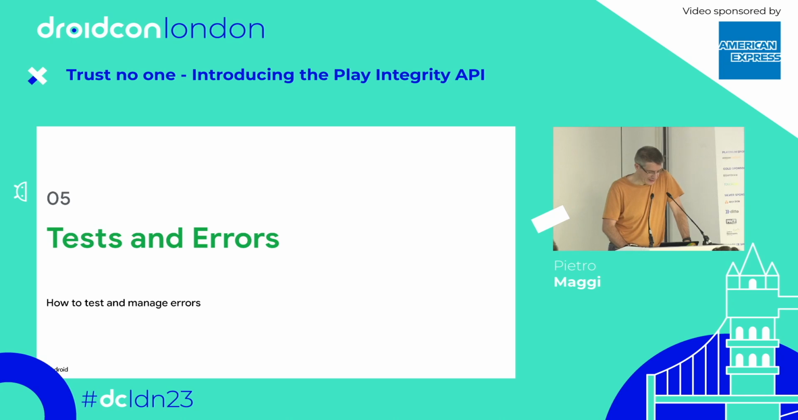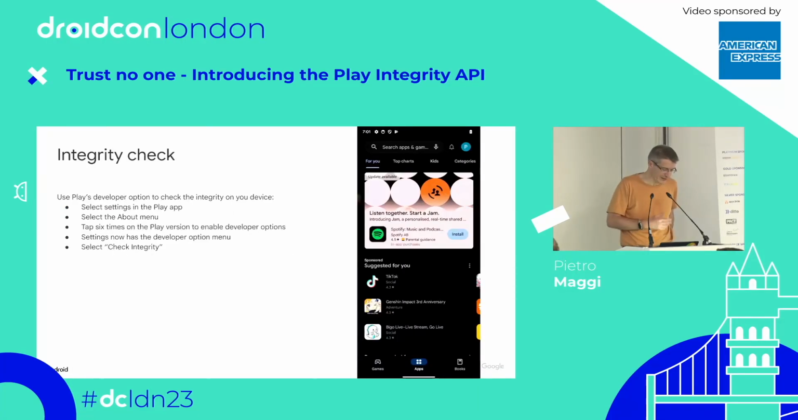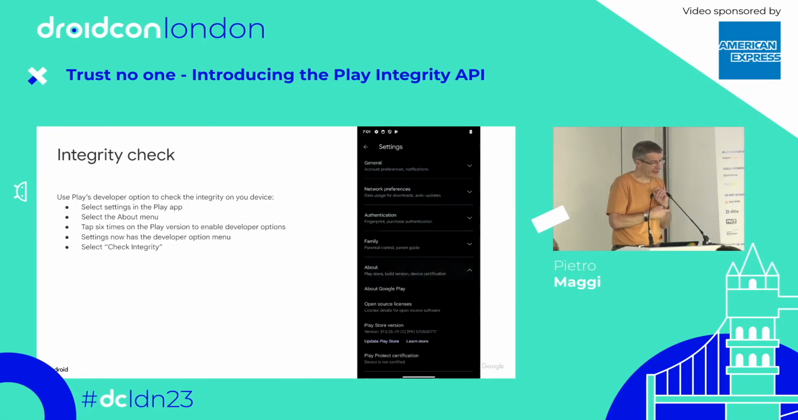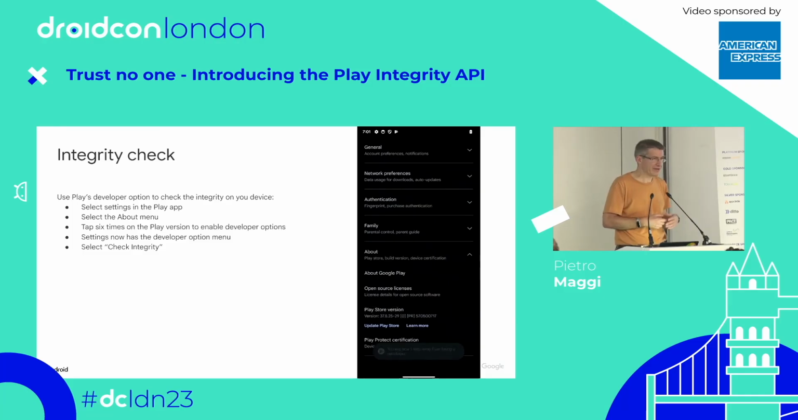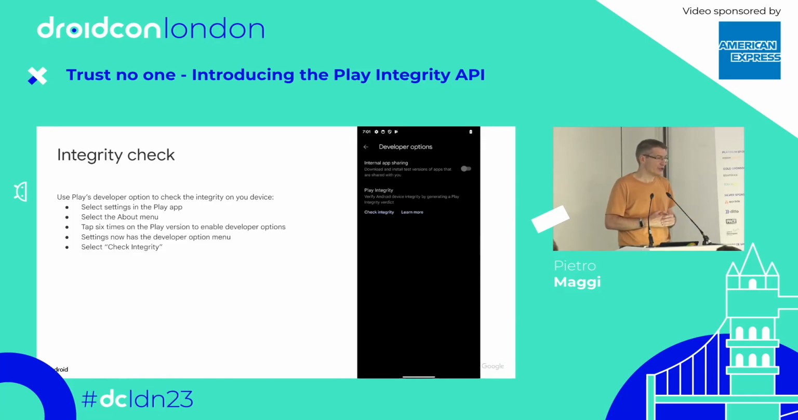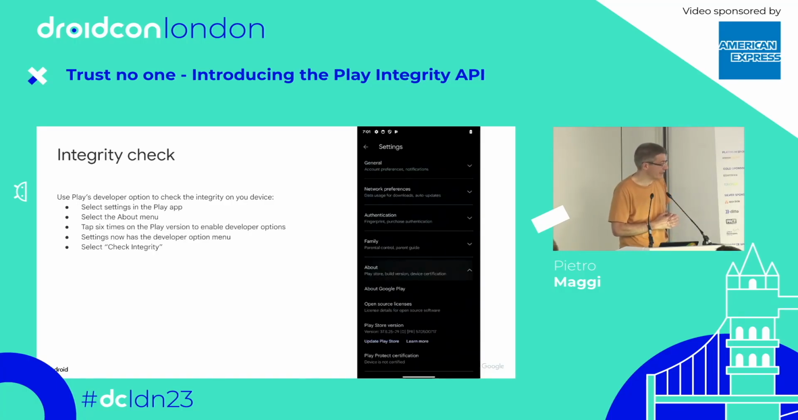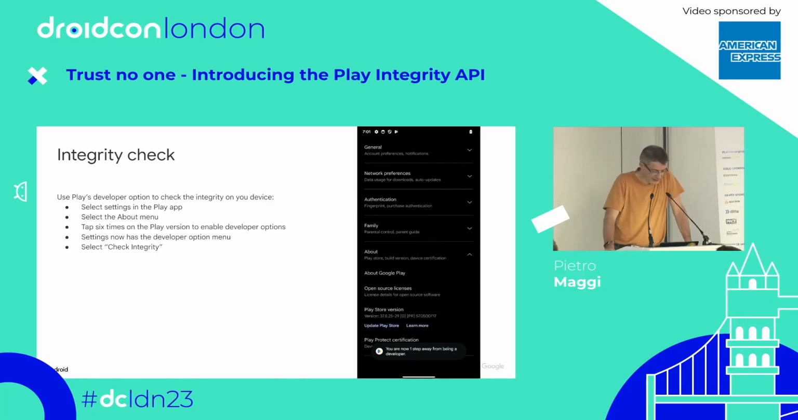And the last part is about the test and errors. Okay, how you test the API. There are different ways to test the API, starting from the device. You can check having a test device, you see that you have a problem on a particular device. There is a debug option in the Play application on the device.